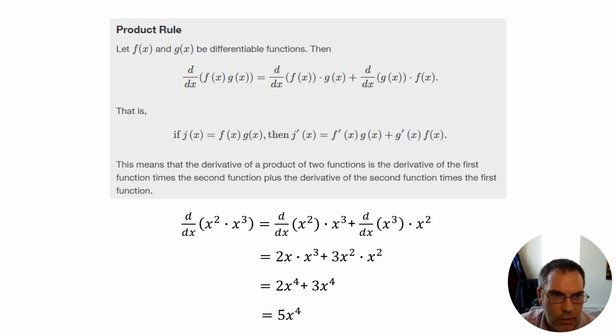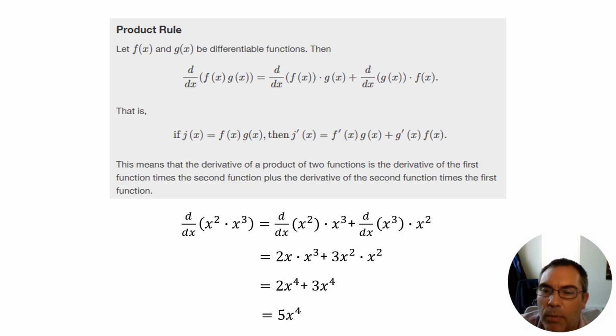So this will be our function f, and this will be our function g. So we take the derivative of f times g, derivative of g times f. Let me go to my other laser pointer. Okay, so derivative of this function f, x squared becomes 2x, and then x cubed. So 2x times x cubed. Derivative of x cubed becomes 3x squared times x squared. And now it's just a matter of simplifying the result. 2x times x cubed is 2x to the fourth. 3x squared times x squared is 3x to the fourth. 3 plus 2 is 5, so we get the answer we expect, 5x to the fourth.